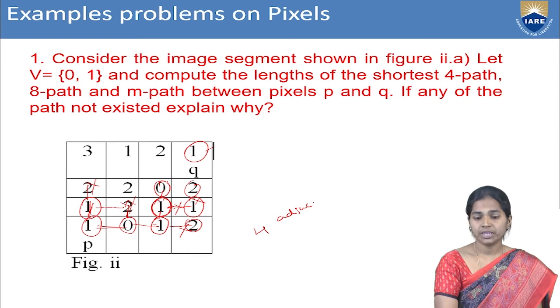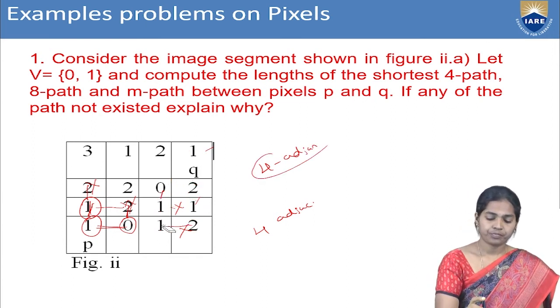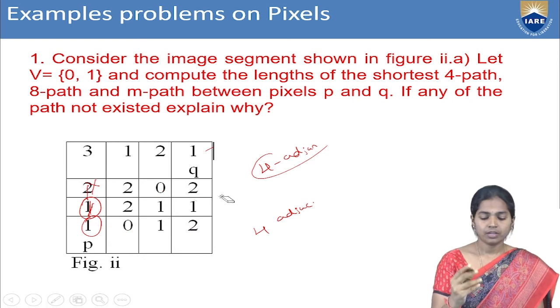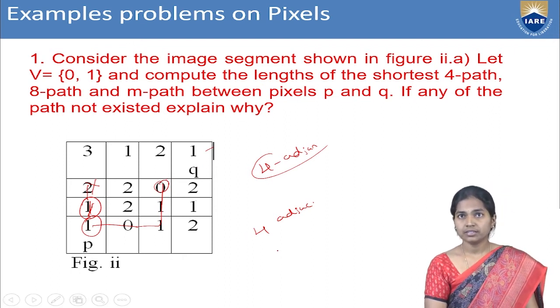Here it is not possible because point Q is in a diagonal position relative to this pixel. These two are in a diagonal relation, so this path does not exist. When we go for 4-adjacency, it does not exist in this problem. The path goes only from here up to here, and from here to point Q there is no path. So 4-adjacency does not exist.